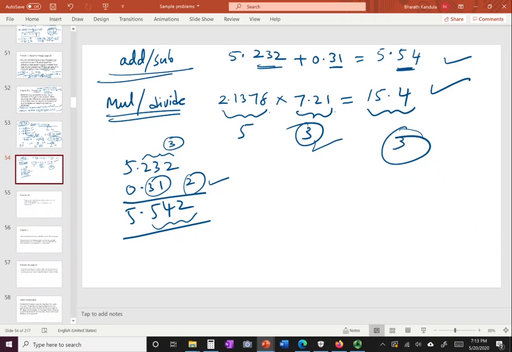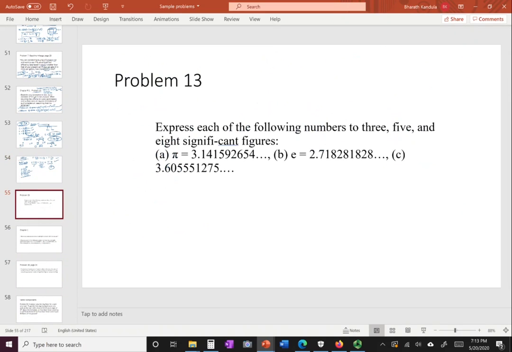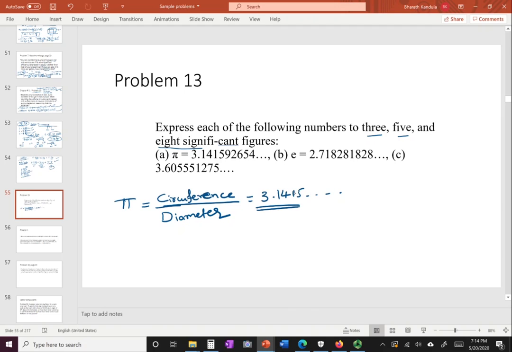Now let's do a problem. This is problem number 13 in chapter 1. Express each of the following numbers to 3, 5 and 8 sig figs. You all know pi is a mathematical constant. Pi is equal to circumference divided by diameter. Pi value is 3.1415, right, and so on. This value is a constant.